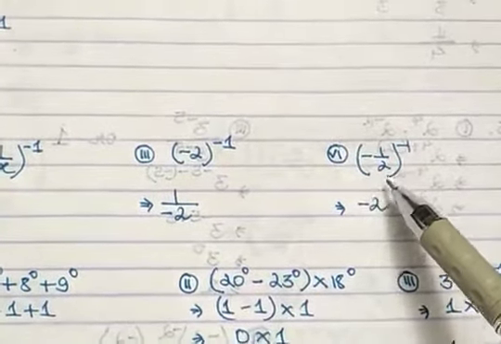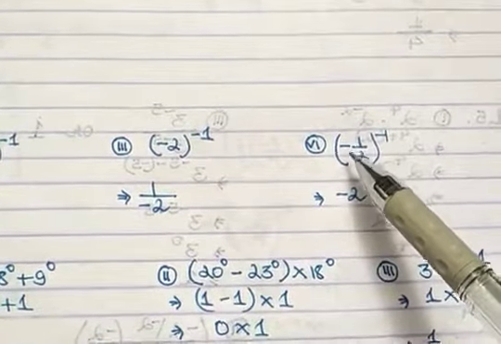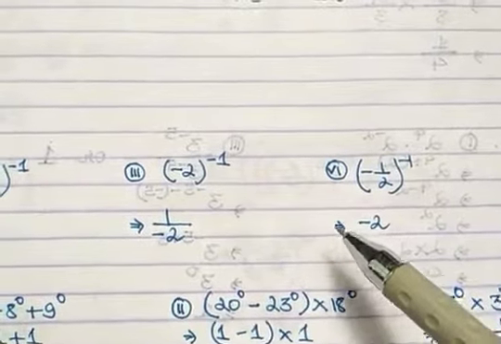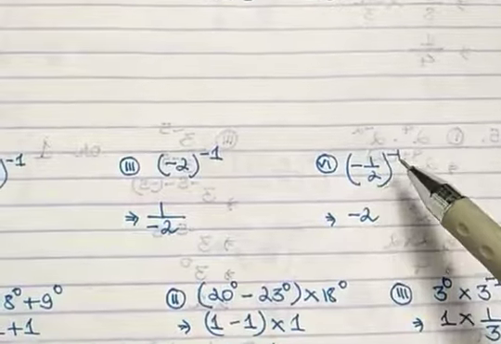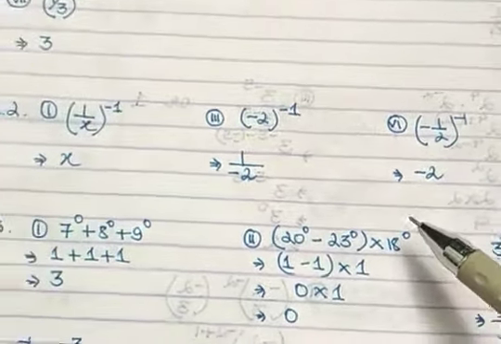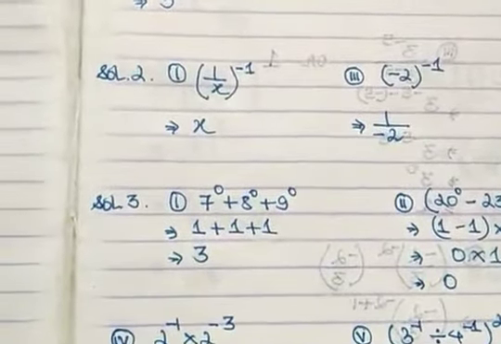Similarly here, minus 1 by 2. So reciprocated, 2. The sign of the base doesn't change. It only changes when you open up the bracket, that too with an even number as the power. Isn't it? So those things we have already discussed. So it's all about application of the laws.